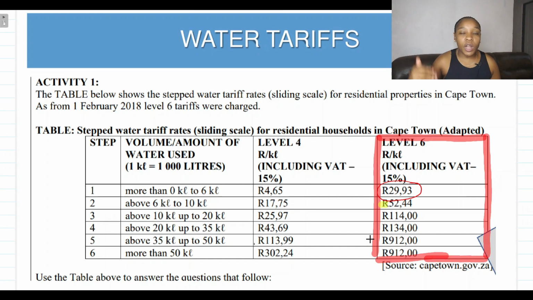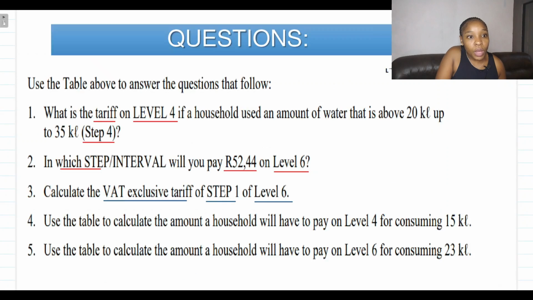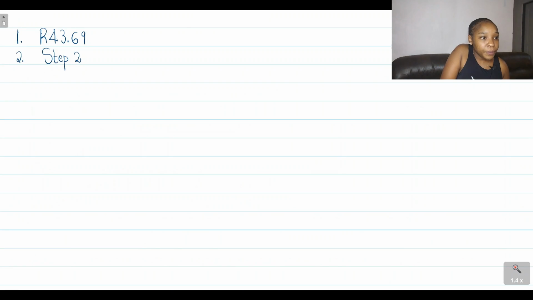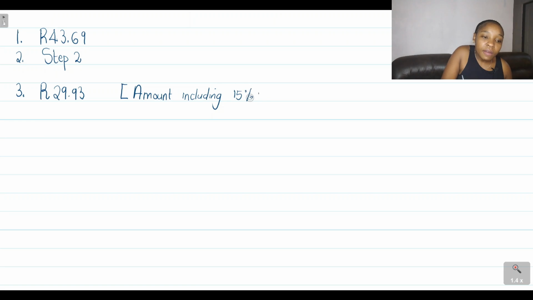So if you've been following all my video tutorials, you will be very familiar with this method of how you calculate an amount that excludes your VAT, okay? You should be familiar with this method if you've been going through the past paper solutions, okay? So the first thing we already know here, question number 3, is that in step number 1, this 29 Rand and 93 cents is an amount including the 15% VAT, okay? So this amount includes 15% VAT.